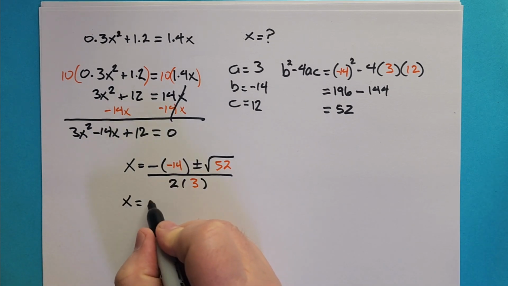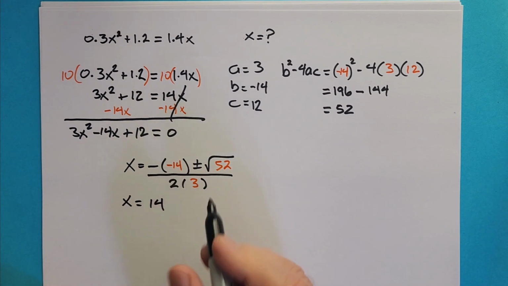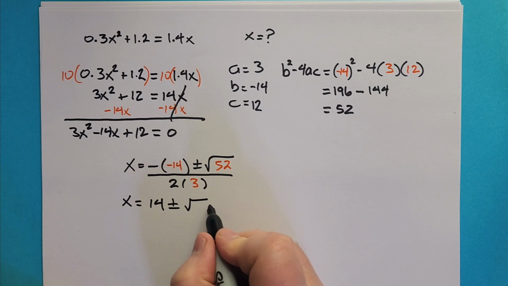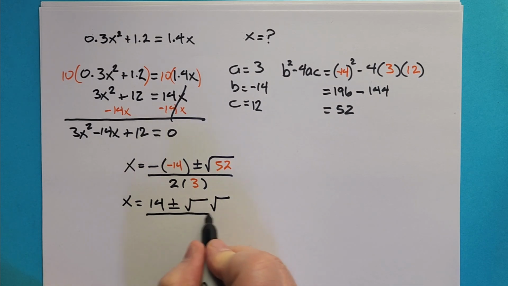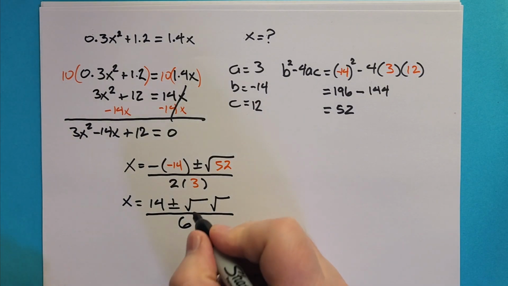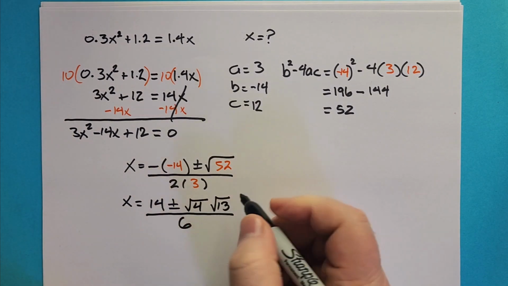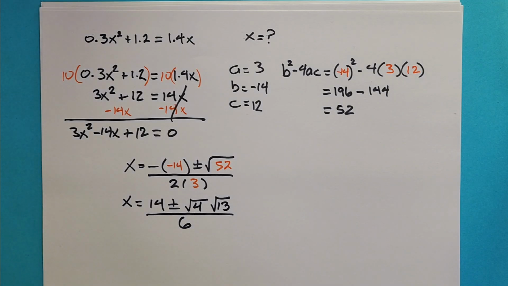So x is equal to 14, because of the double negatives, plus or minus, we're going to go ahead and start simplifying that radical 52 all over 6. So actually the perfect square that divides 52 is 4. And you find out 4 times 13 is 52. All right, so we need to clean this up a little bit, do a little bit of reducing. So we're going to get 14 plus or minus 2 root 13 all over 6.